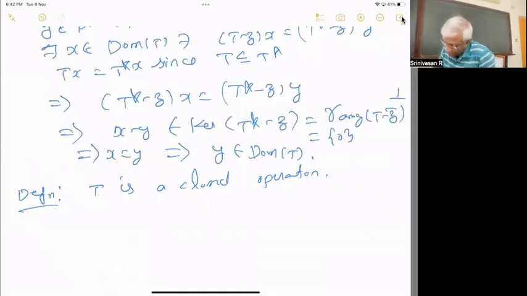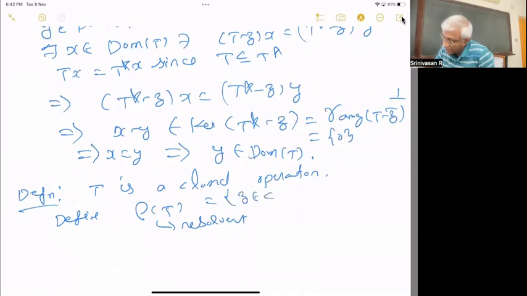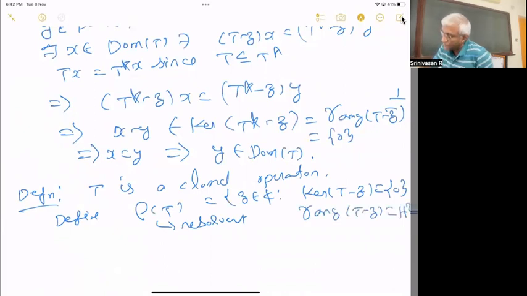Then define rho of T, which is called the resolvent, equal to all those Z in C such that kernel of T minus Z is trivial and range of T minus Z equals H. So T minus Z is one-to-one and onto. But its domain is the domain of T. Its domain is not everything.